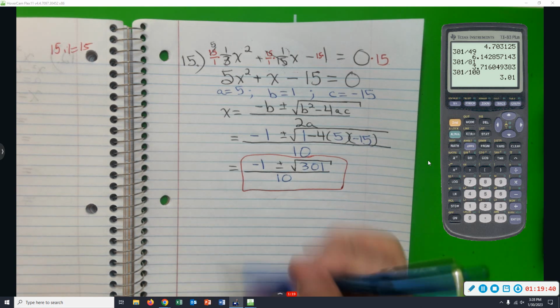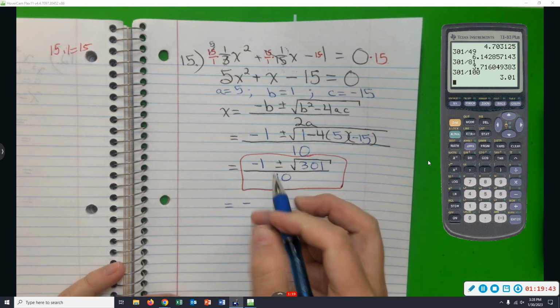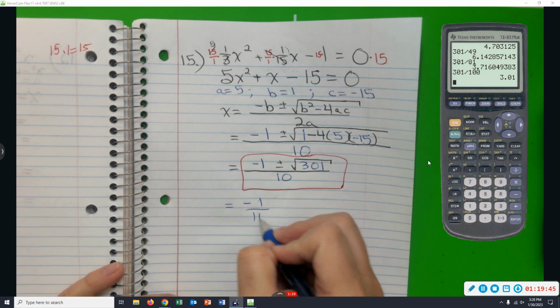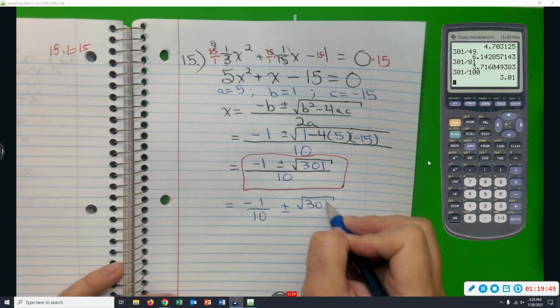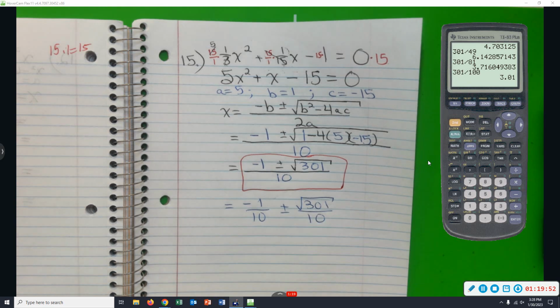But it would also accept it if you break it up: negative 1 over 10 plus or minus the square root of 301 all over 10.